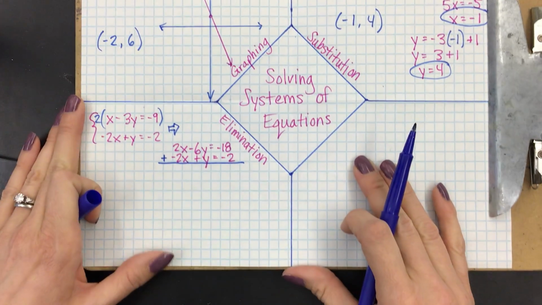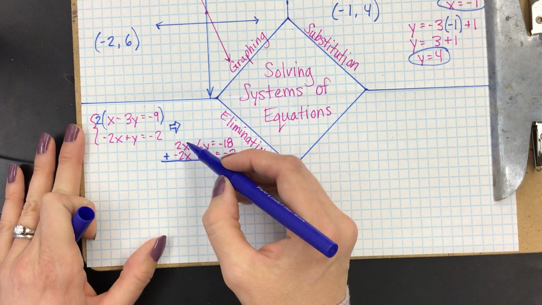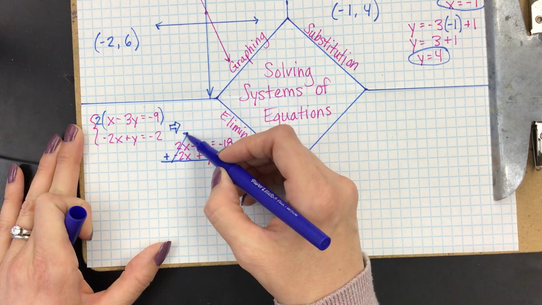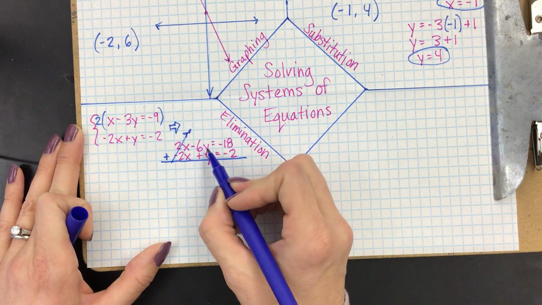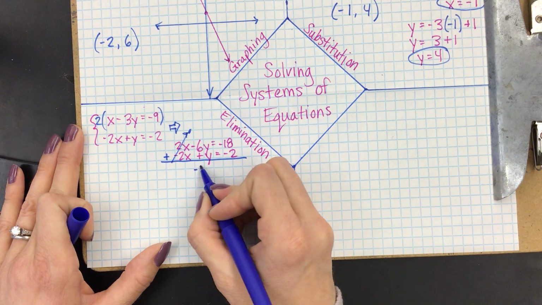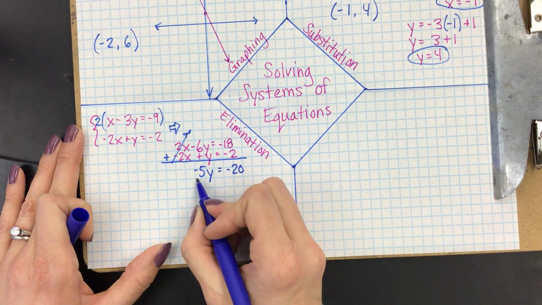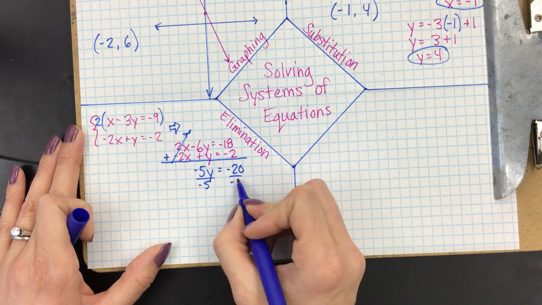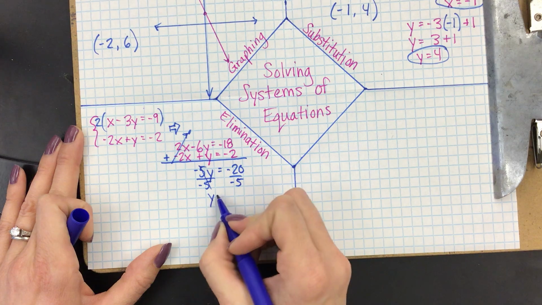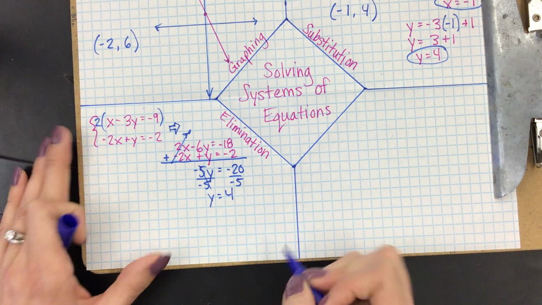So, and here, let me pull it up so you can see. 2x minus 2x, that has a value of 0. And then negative 6y plus y is negative 5y. And this is negative 20. Divide both sides by negative 5, and we get y is equal to 4.